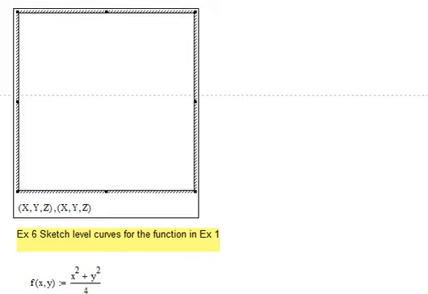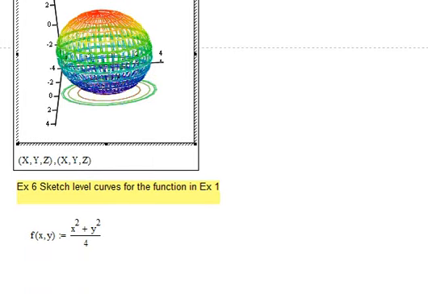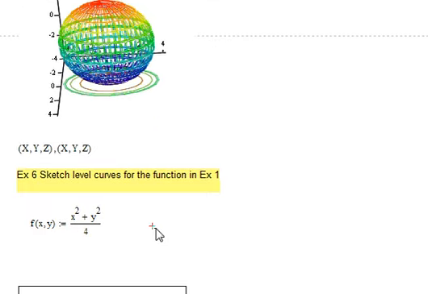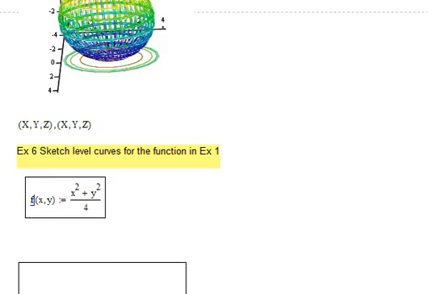So here's another example. Can we sketch the level curves for the function in example 1? That was this one. And yeah, you do so by letting f of x, y take on different numbers, 0 possibly. Of course, then it would only be a point, because x squared plus y squared over 4 equals 0 has only one solution, x and y are both 0. But if we put a 1 in there, then we get x squared plus y squared equals 4, and that's a circle with center at the origin and radius 2.